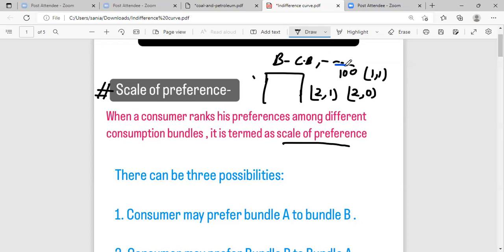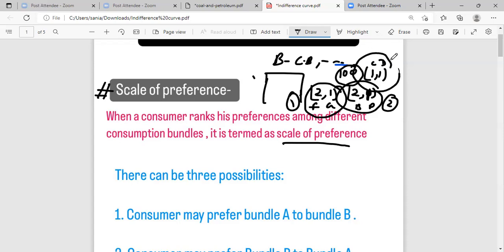Consumption bundles. So I will be making a preference, maybe chocolate and dress, and maybe biscuit and pastries, and maybe footwear and groceries. These are my bundles. So I will be ranking them. Number one, my first priority is that I want groceries and footwear. So this will be my first preference. This consumption bundle will be my second preference. And this consumption bundle will be my third preference. Instead of saying I want this and that, you will be ranking it. So that is your scale of preference.